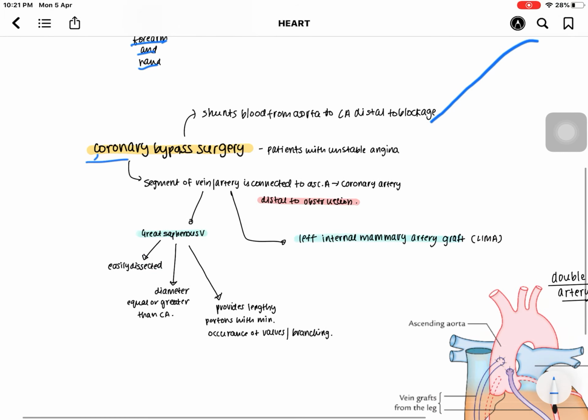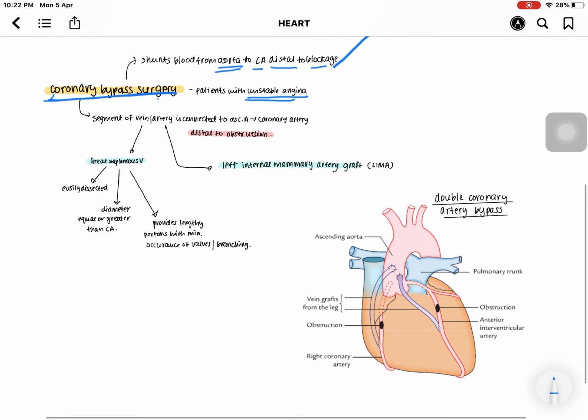Coming to coronary bypass surgery. This is done in patients with unstable angina. The surgery shunts blood from the aorta to the coronary artery distal to the blockage. Let's see in this picture. See, in this picture there are two blocks. One block is in the right coronary artery and one in the branch of the left coronary artery, that is LAD.